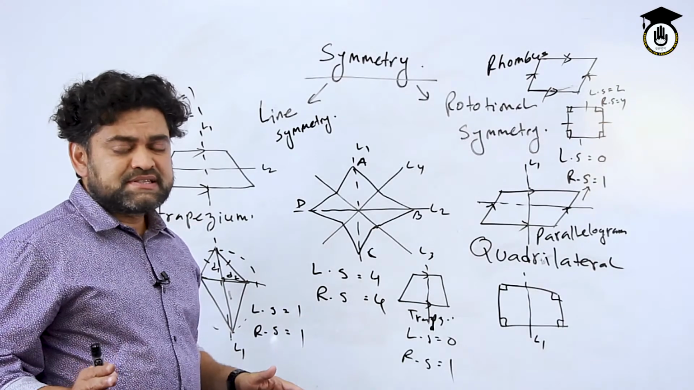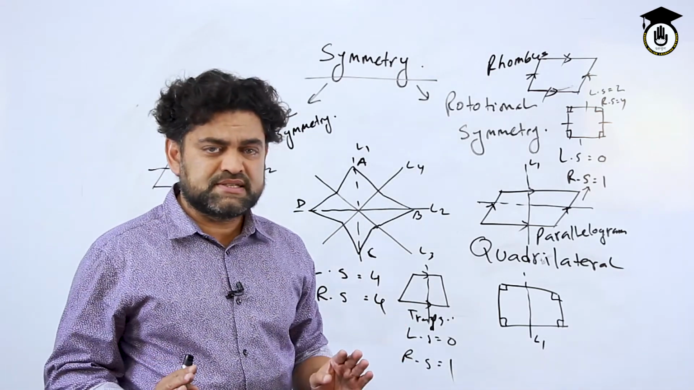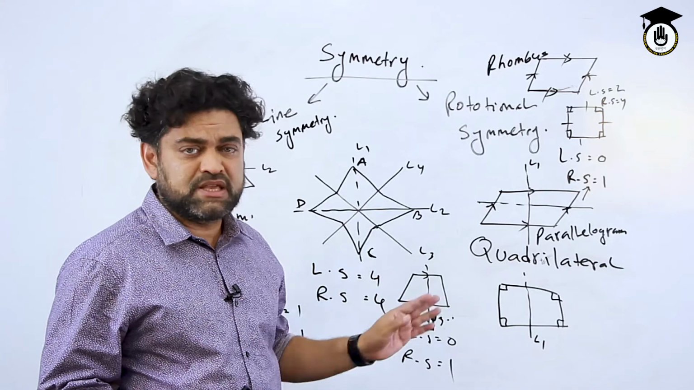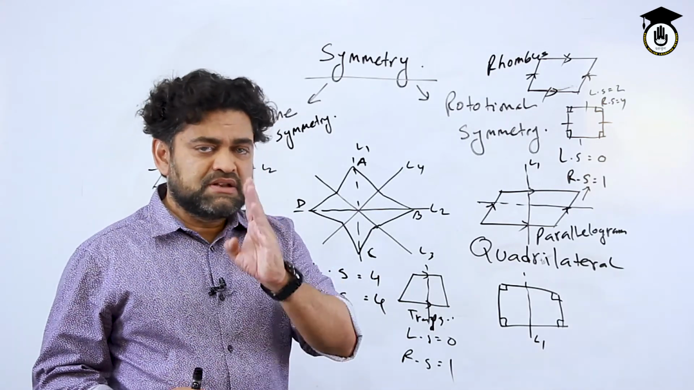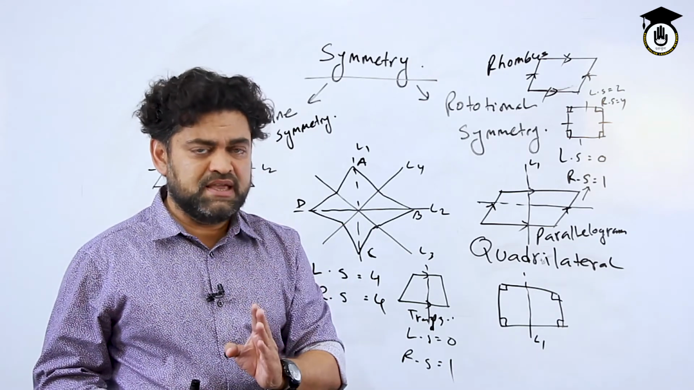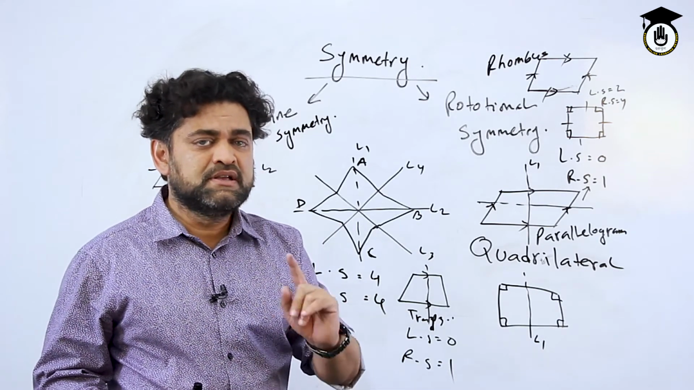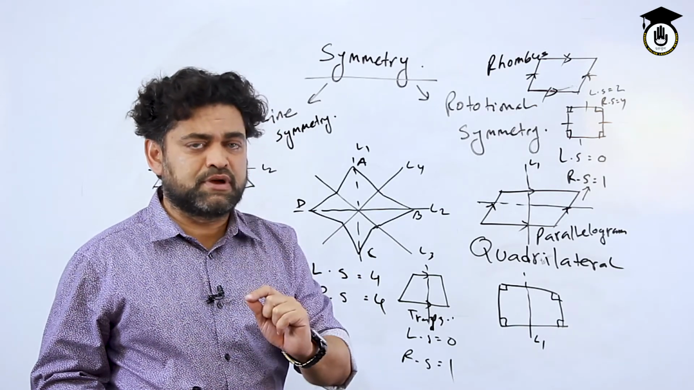I hope you understand about line symmetry and rotational symmetry, the two things. Today I tried my level best to make you understand why it's important, because in graphical problems we have to find the line symmetry. When I show you graphical equations or graph plotting, you will come to know about it.